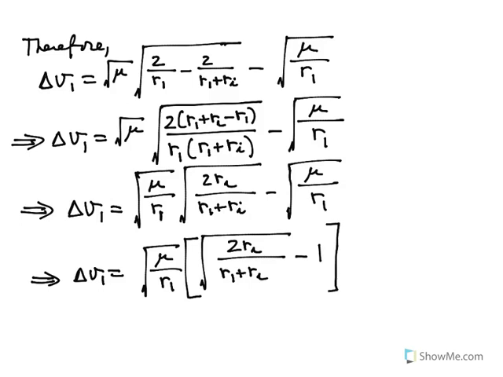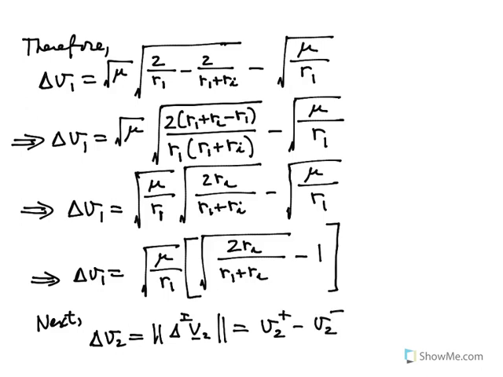So that's delta V1. Next, we're going to do delta V2. So next, delta V2 is equal to the magnitude of delta V2 I, which is equal to V2 plus minus V2 minus. Now, again, this is a posigrade delta V, as is the first delta V, because they both raise the size of the orbit. Now what we have to do is figure out what these values are.